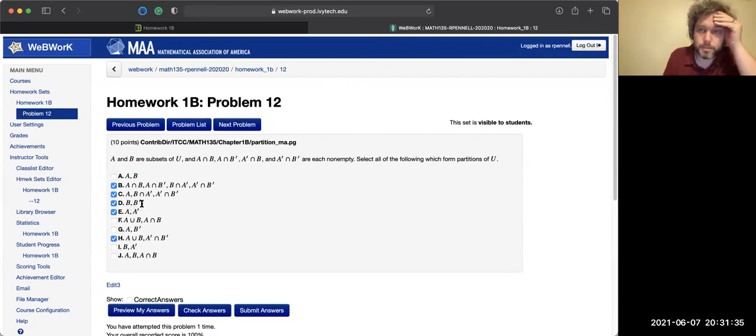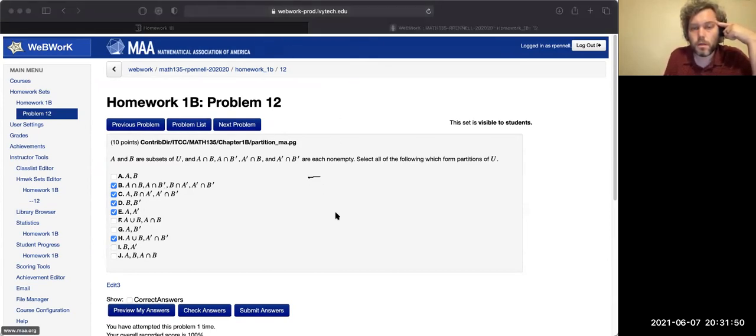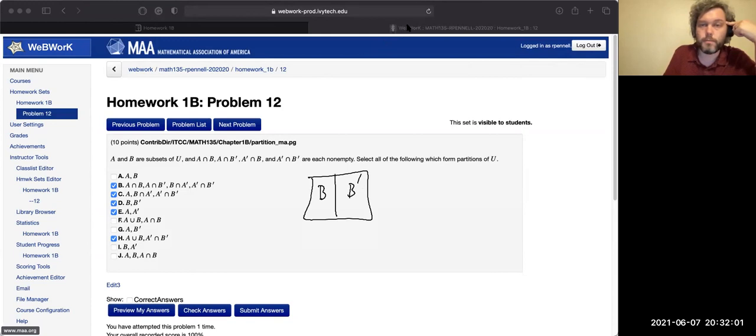So B and B complement. There's nothing in common there, and there's nothing outside them. So technically, that would form a partition. You could write a partition as B and B complement. That's fine. There's nothing outside B and B complement, and there's nothing in common. So you can write it that way. Okay. By the same logic, you could also write A and A complement.